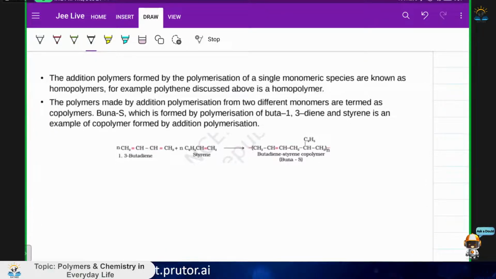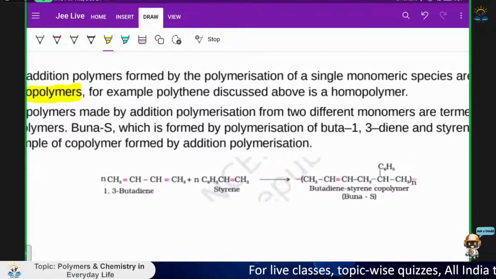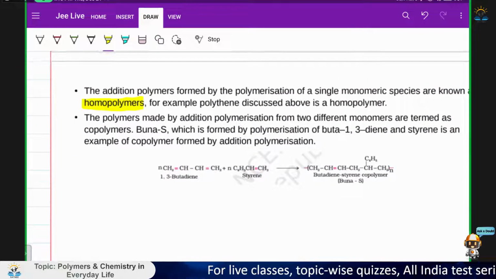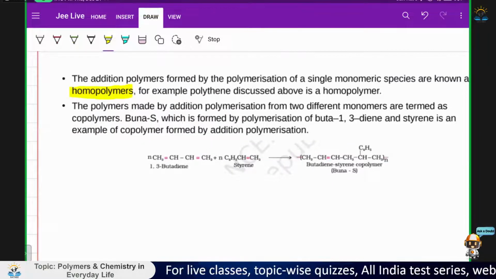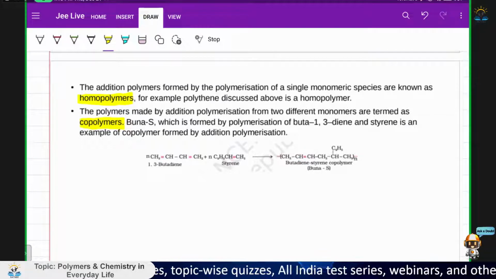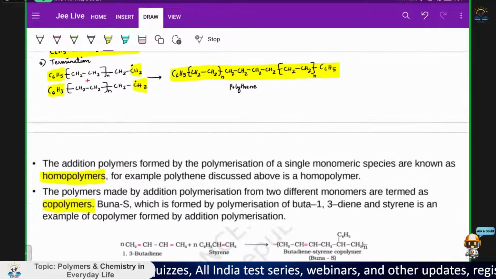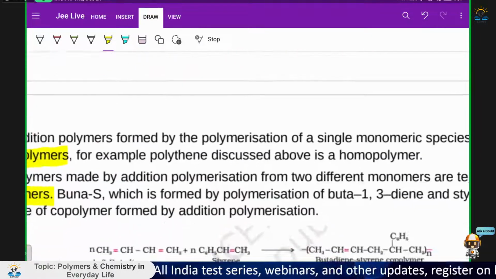The addition polymers formed by the polymerization of a single monomeric species are known as homopolymers. So if all the monomers are the same, we call that polymer a homopolymer. Or if they are formed by combining different kinds of monomers, it will be called copolymers. So we already learned one homopolymer here. Polythene is formed by combining n number of ethene molecules.